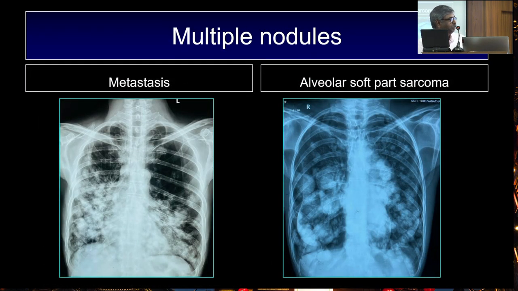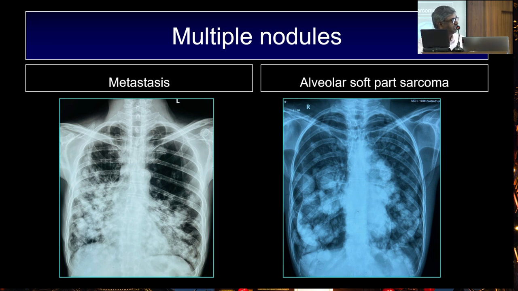These are multiple nodules, and I think the diagnosis is very easy. These are multiple nodular shadows, we call them coin shadows. And this is almost like a cannonball appearance with coin shadows. And both look like the diagnosis can be metastasis. If you say this X-ray also has metastasis, I have to agree.